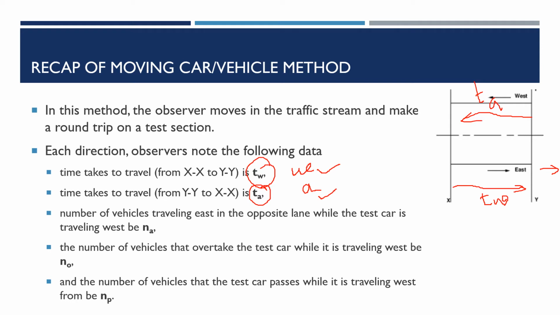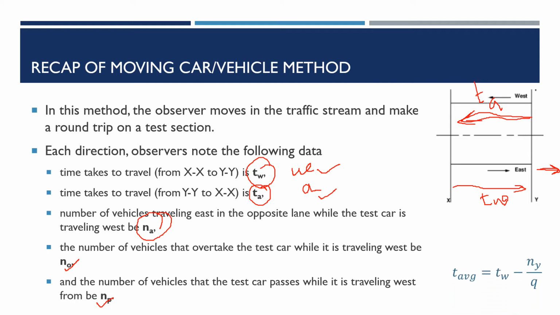So when the test vehicle is traveling along the direction of the flow, then two counts will be taken: the number of vehicles that overtake the test vehicle and the number of vehicles overtaken by the test vehicle. That is NO and NP. Now, when the test vehicle is traveling against the flow direction, that is from Y to X, how many vehicles are traveling from X to Y? That is also counted. That is NA. So these are the 5 measurements, 5 data that will be collected through this moving car method.